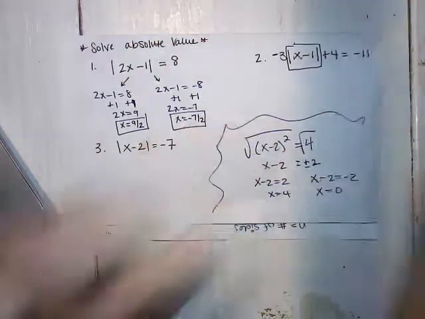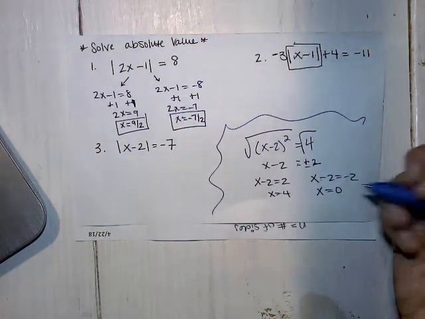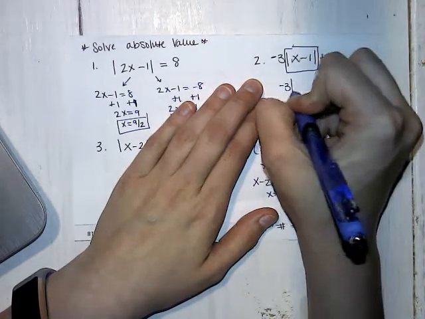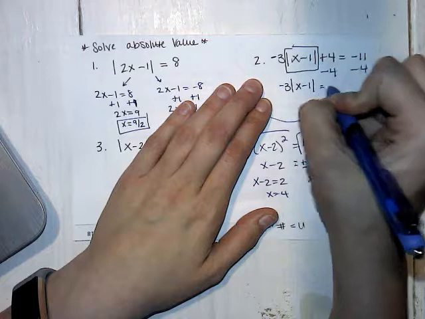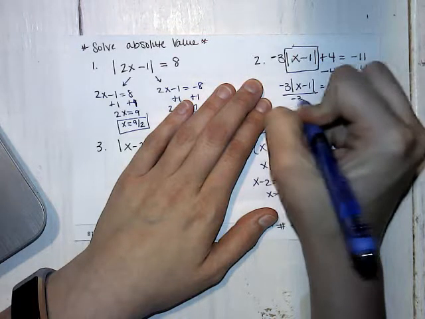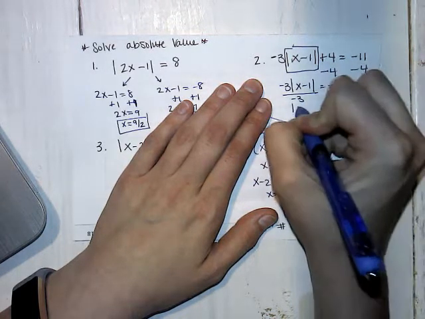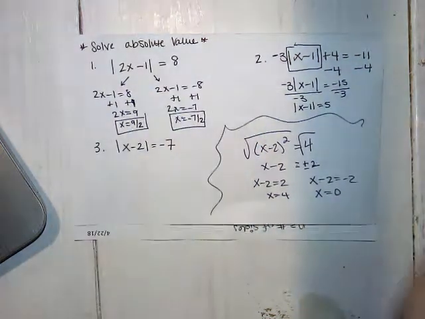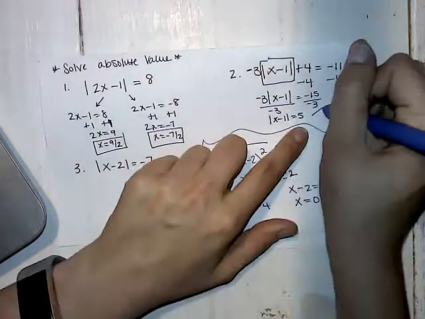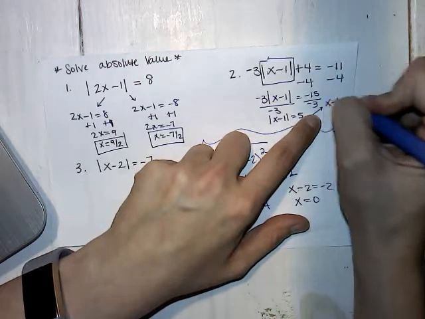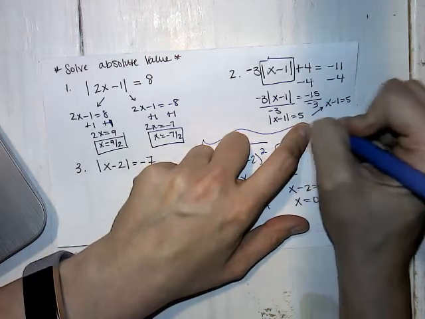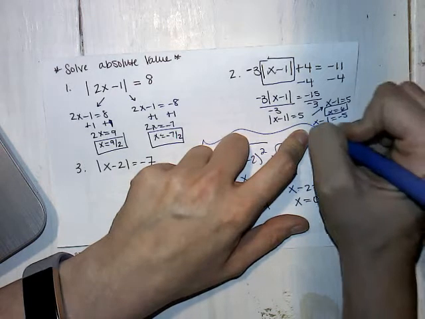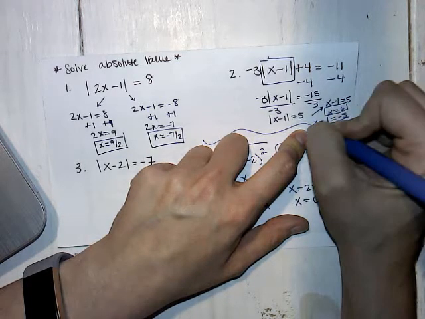You have to isolate the squared piece in quadratics. You have to isolate the absolute value piece as well. So I get negative 3 times the absolute value of x minus 1 equals negative 15. Divide by negative 3. So I get the absolute value of x minus 1 equals 5. So remember, this splits into two equations. It could have been a positive 5 inside those absolute value signs, or a negative 5. So we get x equals 6 and x equals negative 4.